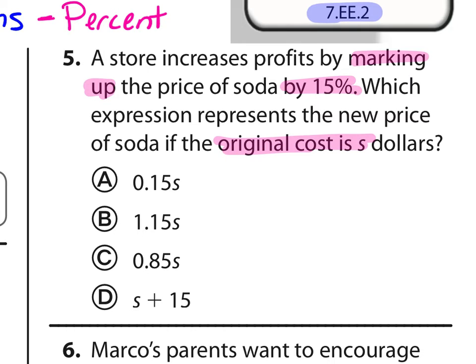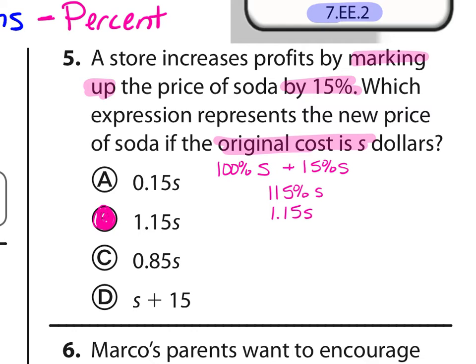So let's think for a minute. We start with S. We have all of it. We have 100% of S. And then we're going to mark up the price. We're going to add 15% of the original cost S to the price. So 100% plus 15% is 115% of S. And I could represent that as a decimal, 1.15 S. That's answer choice B.